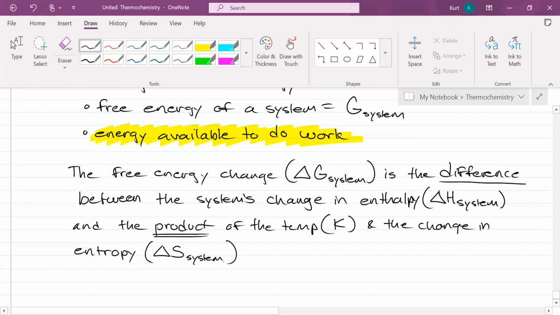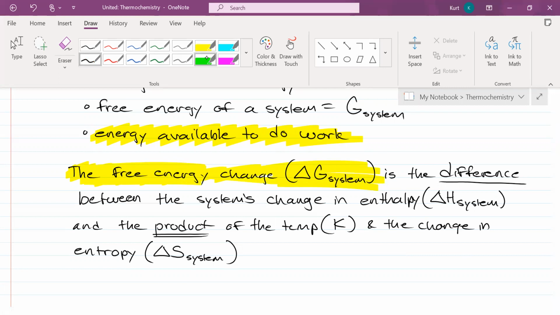All right, so let's highlight a few things here. You're going to be solving for Gibbs free energy, everybody. Delta G is what you're going to be looking for. Delta G is the difference, as I've underlined, between the change in enthalpy and the product, which is multiplication, of temperature times entropy.